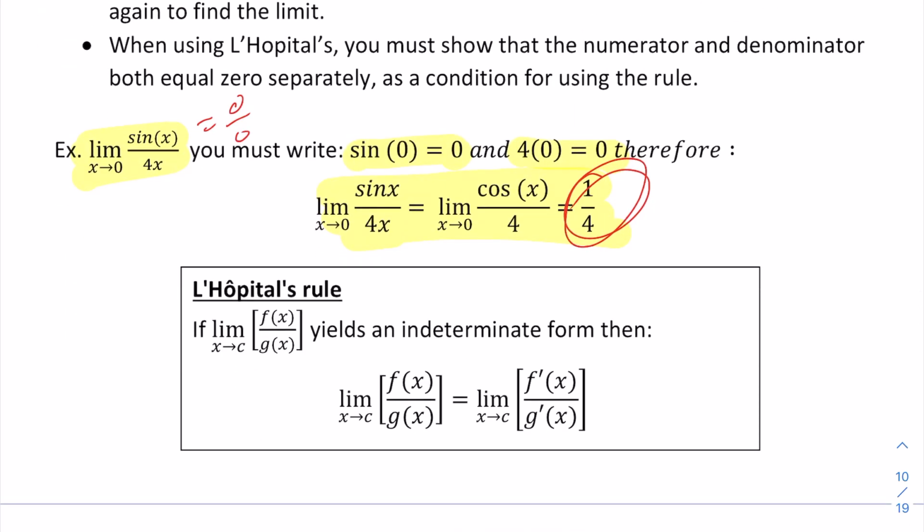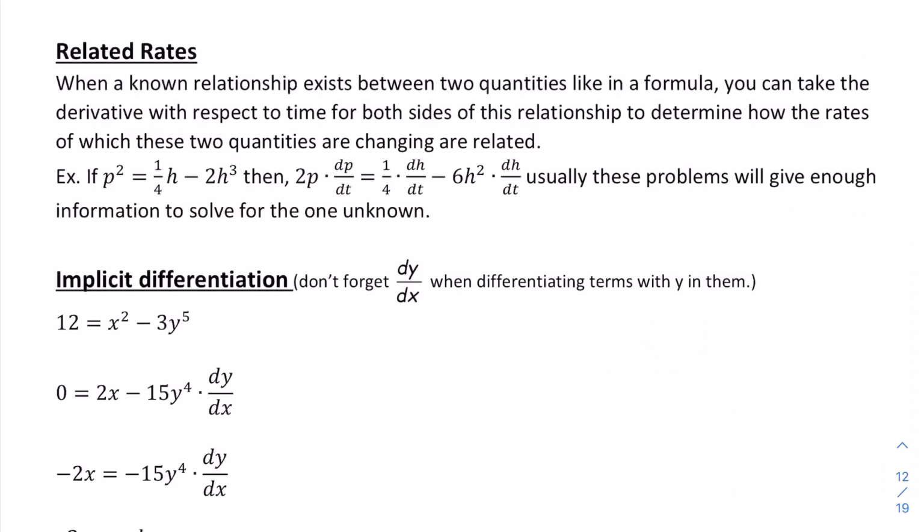So here's your L'Hopital's rule down here. If you produce an indeterminate form, and only if it produces an indeterminate form, so if you don't get an indeterminate form, you cannot use L'Hopital's rule. It's basically saying that your limit as x approaches c of f of x over g of x is going to equal the limit as x approaches c of f prime of x over g prime of x.